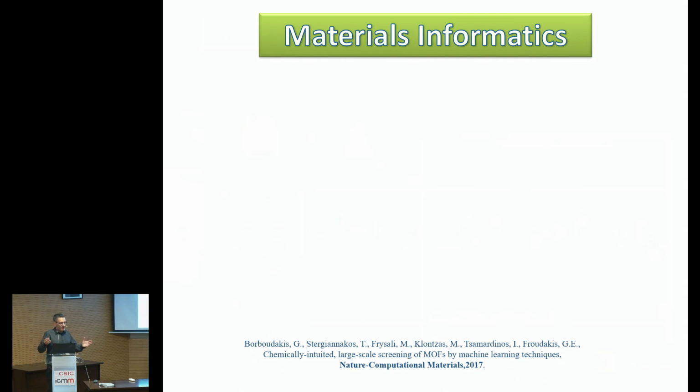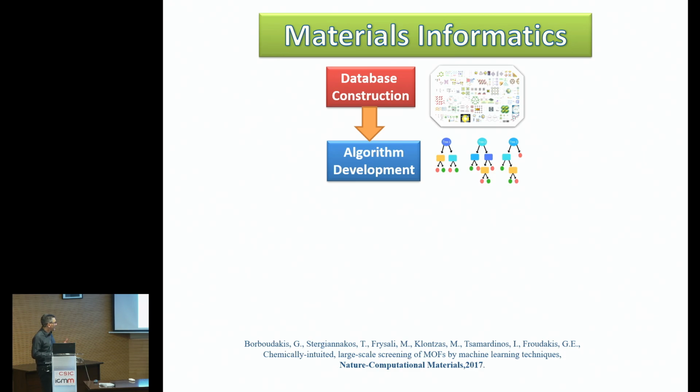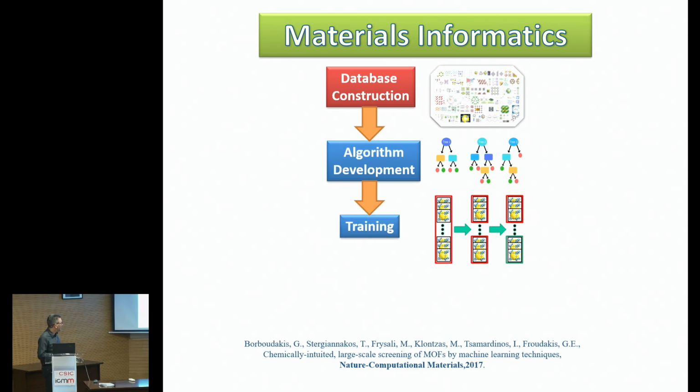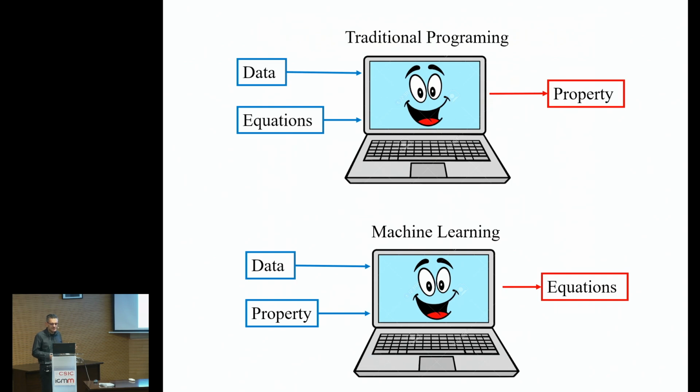So we are now moving to an area that we can call materials informatics. Bioinformatics is something we have known for many years, but materials informatics is something new. In order to use AI to predict properties of materials, we need to build a database and then develop an algorithm, because all these algorithms are based on data, to train our system and to make predictions. So it's a mixture of computer science and materials chemistry.